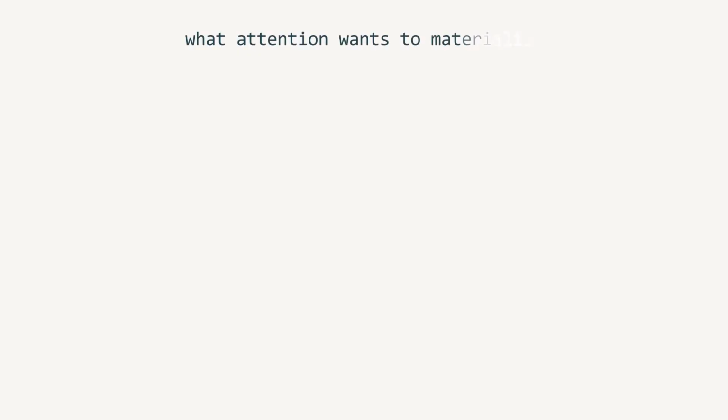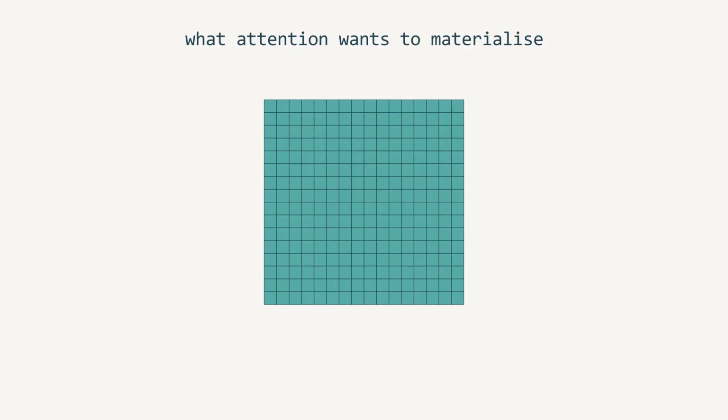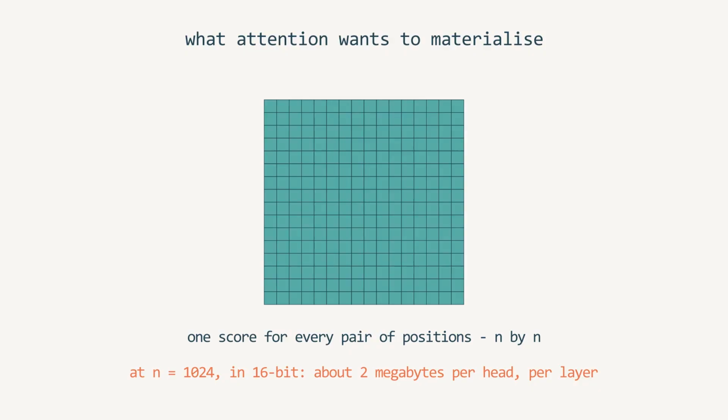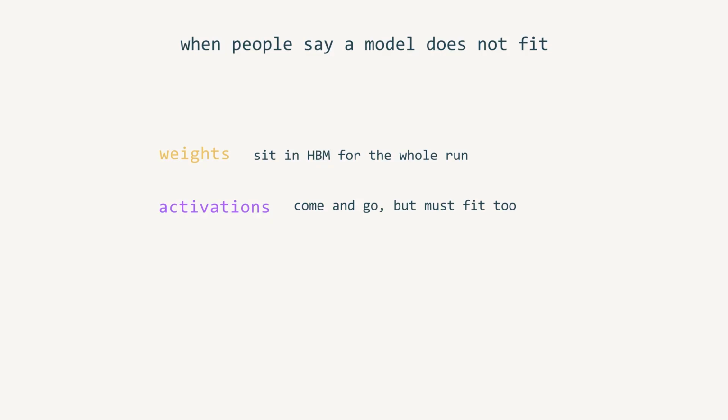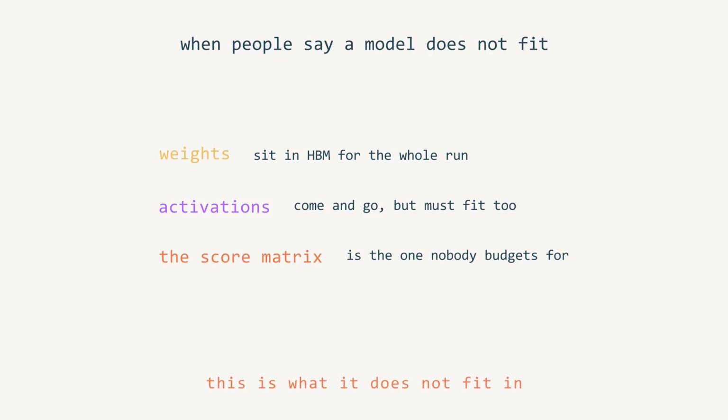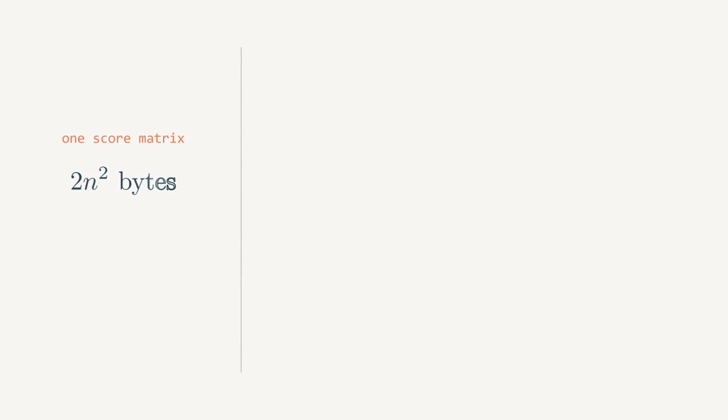Now the operation. Attention scores every position against every other position, so for a sequence of length n you get an n by n matrix of scores. Video 2 covered why. Here's what nobody shows you, how big that thing is in bytes. Take the configuration the paper benchmarks. Sequence length 1024, 16 heads, batch size 64. 1024 squared is just over 1 million entries. Times 16 heads, times 64 sequences in the batch, that's about 1.07 billion numbers. At 2 bytes each and half precision, the score matrix is a little over 2 gigabytes.